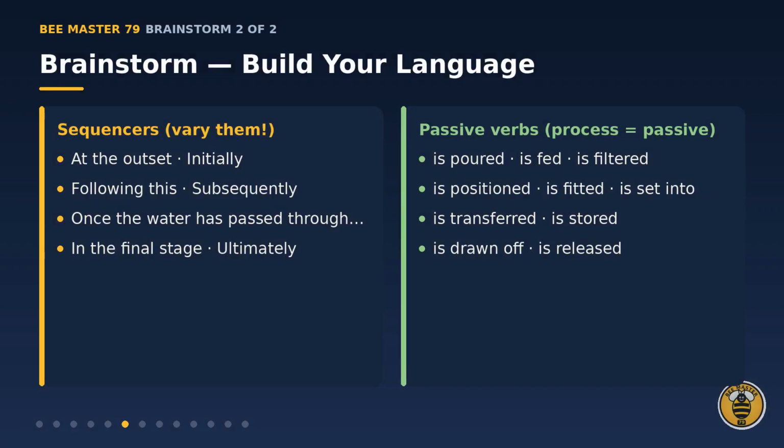The second half of brainstorming is language, and for a process diagram that means 2 things: sequences and the passive voice. Vary your sequences at the outset: following this, subsequently, once the water has passed through, in the final stage. If every sentence starts with "then," your coherence score suffers. And use the passive because in a process the agent almost never matters: is poured, is filtered, is positioned, is fitted, is transferred, is drawn off. Notice that we say the water is poured, not somebody pours the water. The process itself is the subject.